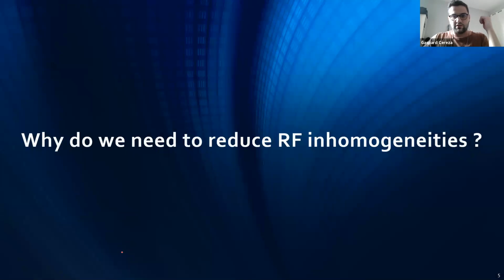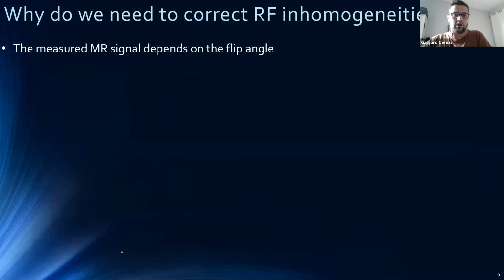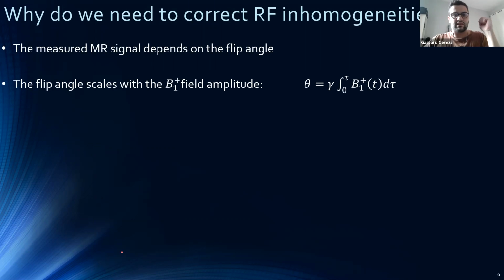So why do we need to reduce these RF inhomogeneities? That's because the measured signal in MRI depends on the flip angle. The flip angle is the angle that we use to tip the magnetization, and the signal will be highest when the magnetization is fully in the transverse plane, so at a 90-degree flip angle. The flip angle scales with the B1 plus field. As we can see here, it's the integral of the B1 plus field over time, times the gyromagnetic ratio.